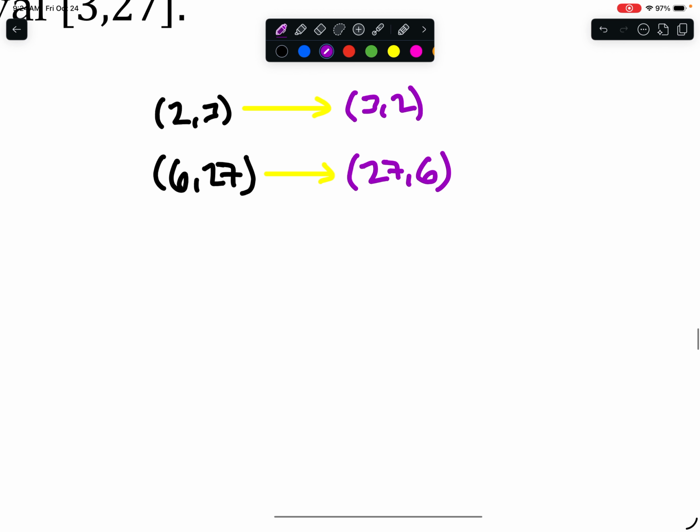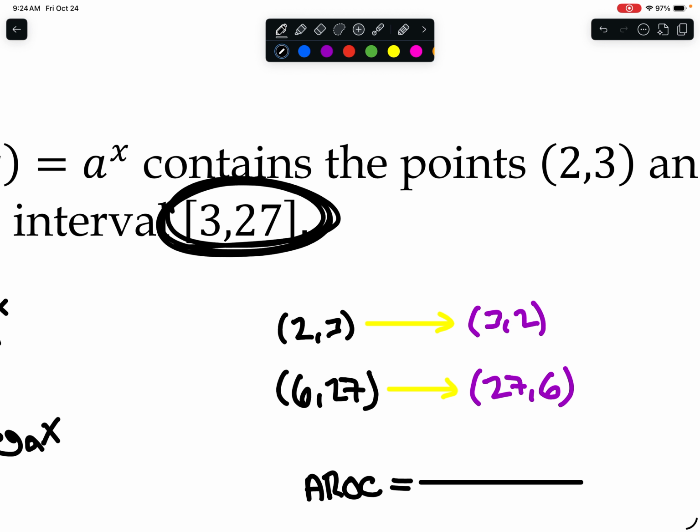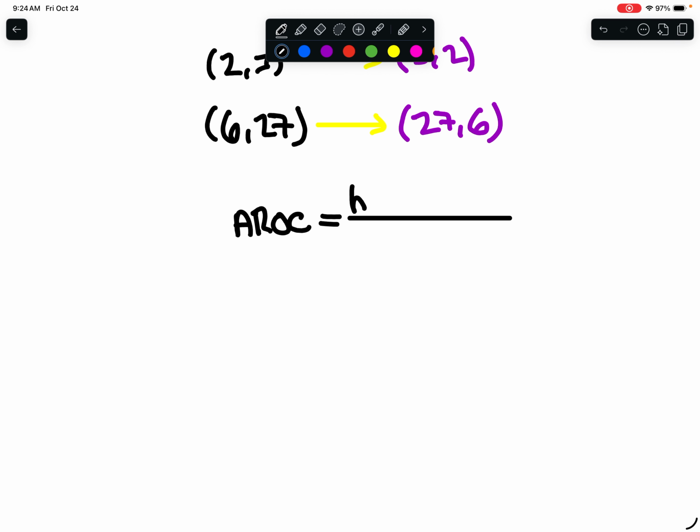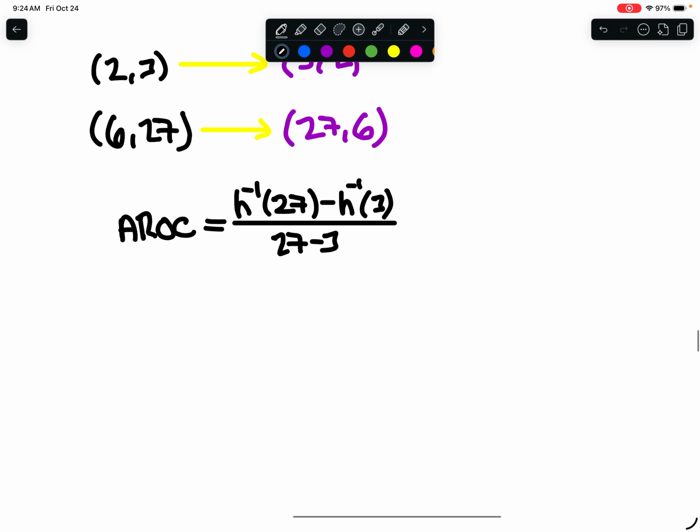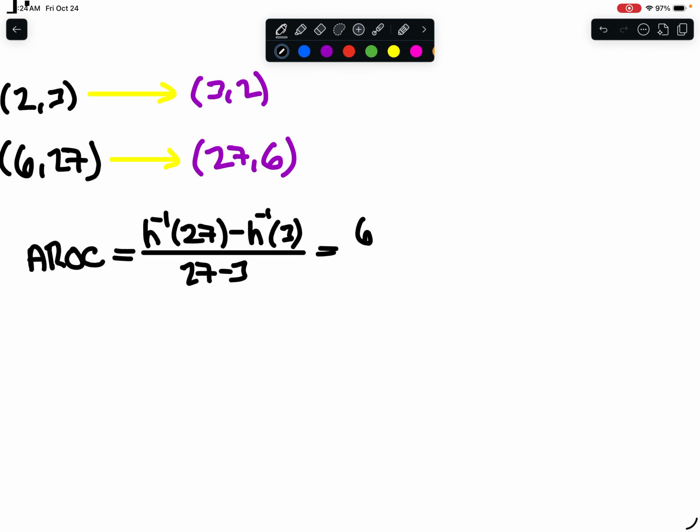So I want to find the average rate of change over the interval 3 to 27, using the inverse. So I want the inverse of h at 27 minus the inverse at 3, over 27 minus 3. When I plug in these values, we have the result for 27, which is 6, minus the result for 3, which is 2, over 27 minus 3, which is 24. So 6 minus 2 gives us 4 over 24. And then we simplify, so we have an average rate of change of 1/6.